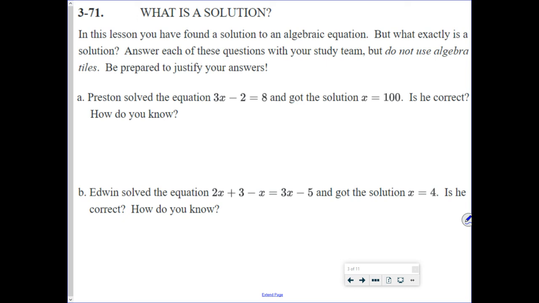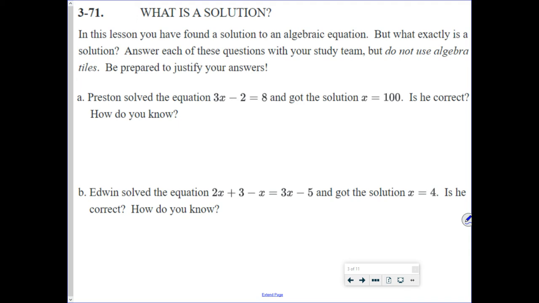So A, Preston solved the equation 3x minus 2 equals 8 and got the solution x equals 100. Is he correct? How do you know? Give me some type of proof. Don't just say yes or no. You got to actually tell me how you know that, okay? And I prefer a mathematical proof. Same thing with letter B. Edwin solved the equation 2x plus 3 minus x equals 3x minus 5 and got the solution x equals 4. Is he correct? How do you know?